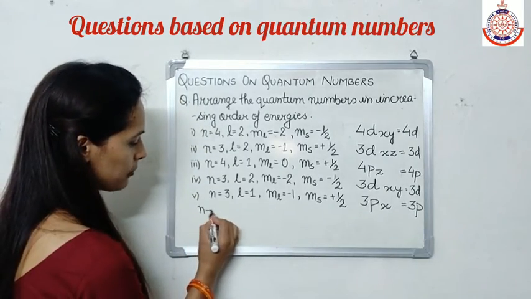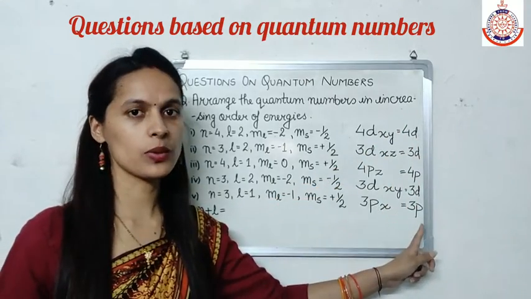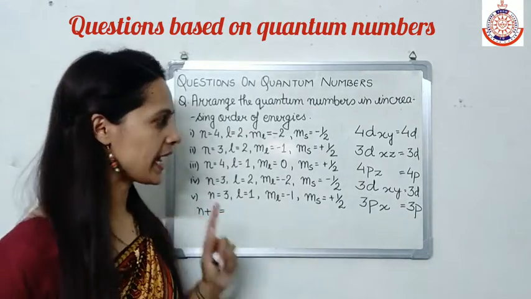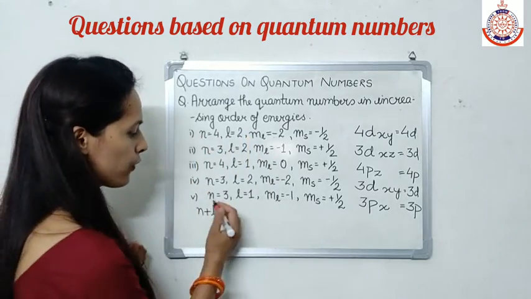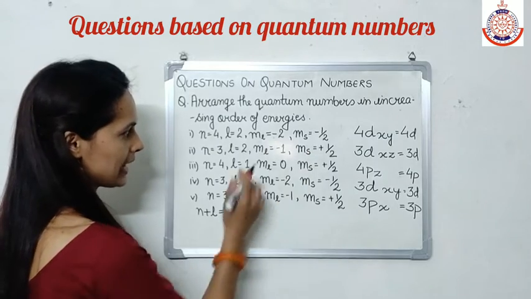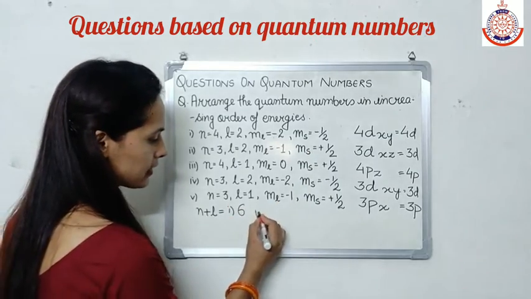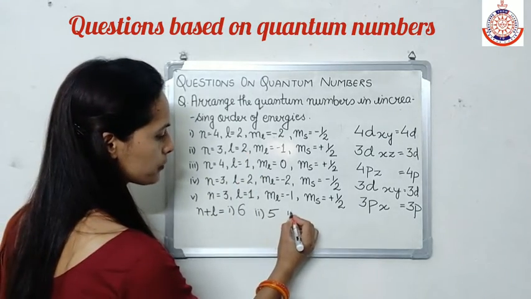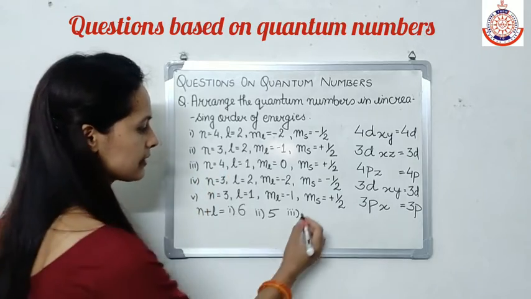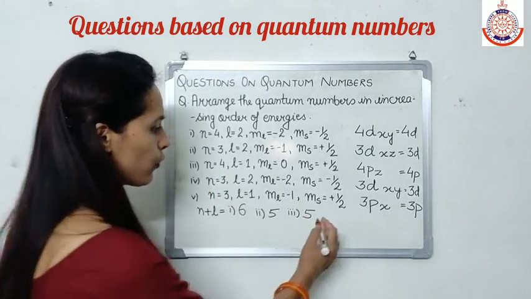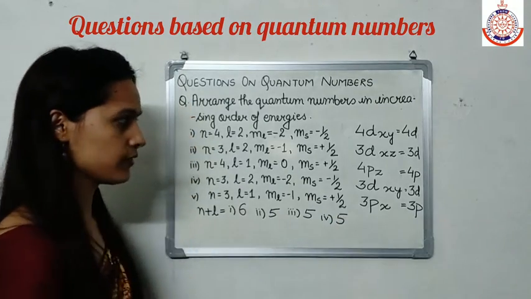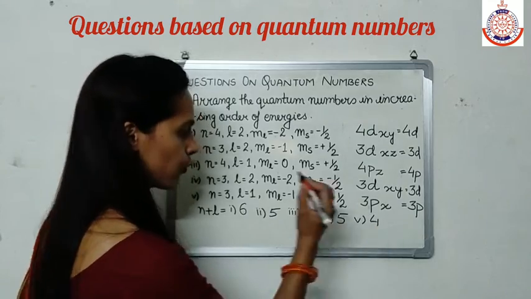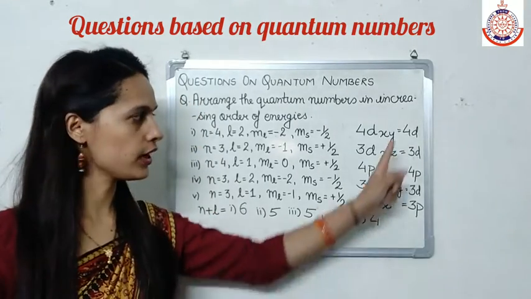Now we'll calculate the n plus L value for different orbitals. For 4d, n equals 4 and L equals 2. So for first, the value of n plus L is 6. For second, the value of n plus L is 5, because n is 3 and L is 2. For third, the value of n plus L is again 5. For fourth, the value of n plus L is again 5, 3 plus 2, that is 5. Now for fifth, the value of n plus L is 4. So these are the values of n plus L for these orbitals.